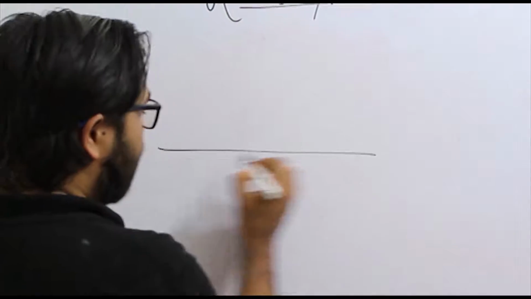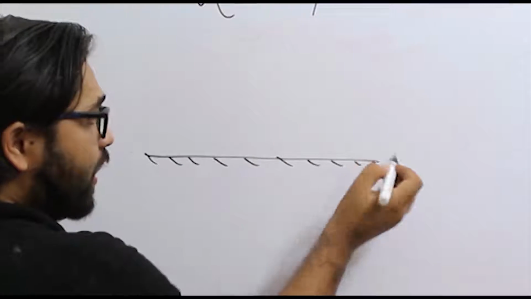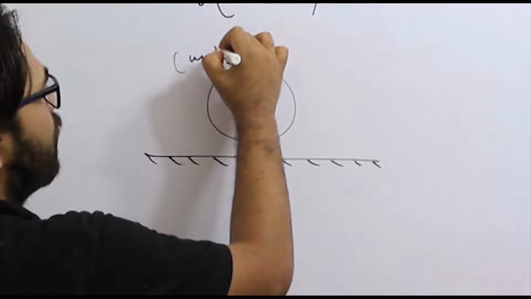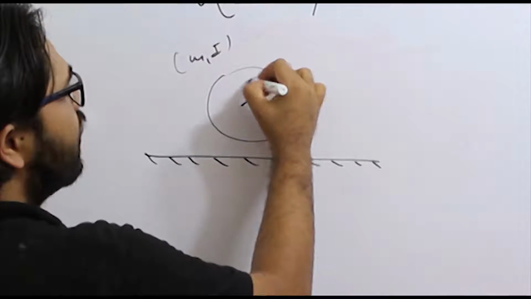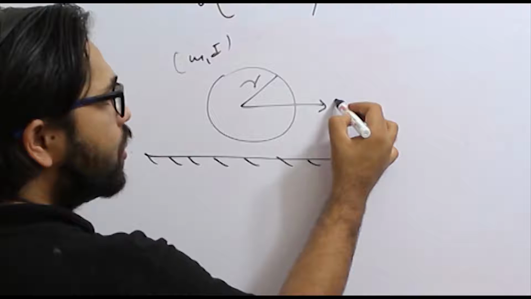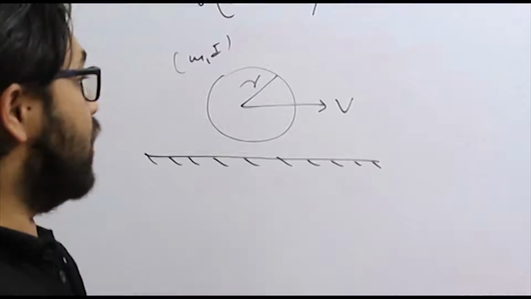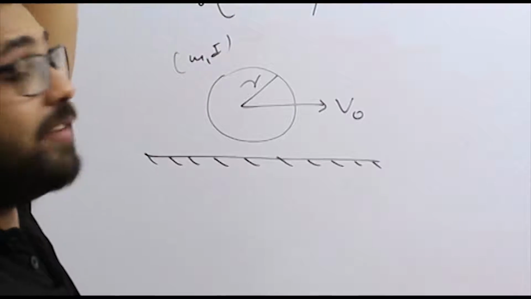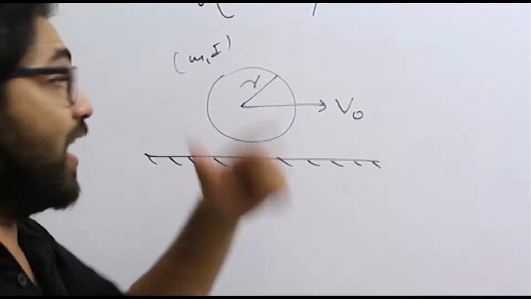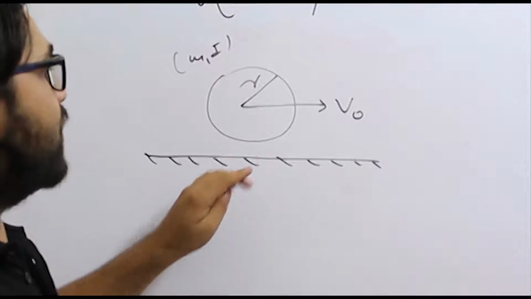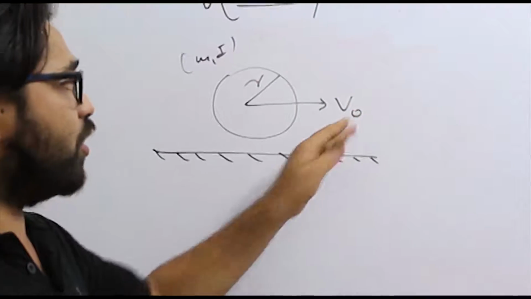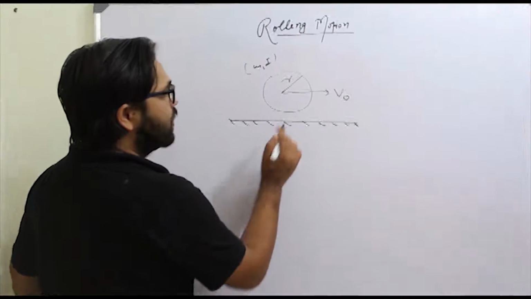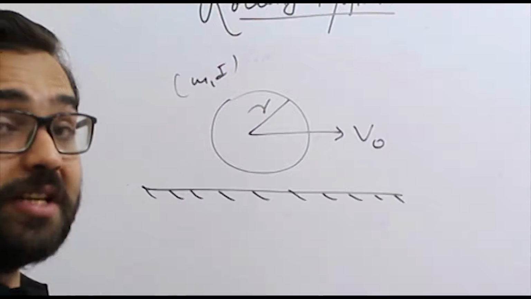Again, I will not start pure rolling from the very beginning. This is my object, which has some mass m, moment of inertia I, and radius r. What I've given right now is a translational velocity, which I'll call v0. In the previous example, I gave an initial angular velocity and kept it on the surface. Now I've just given it a translational velocity v0 and kept it on the surface. So what will happen? Let's see whether it will slip or not.